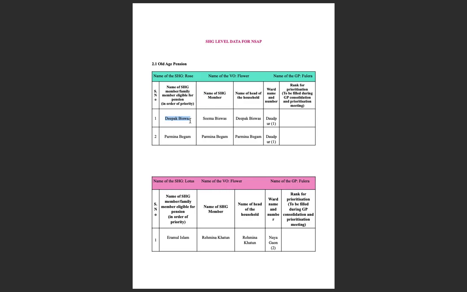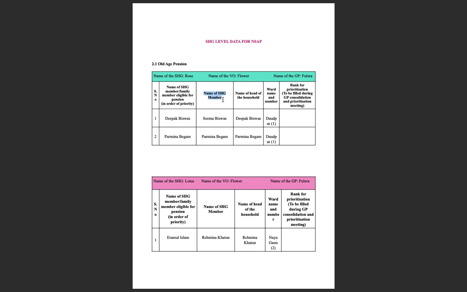So I would like to give you an example. If Deepak Biswas is somebody who is a landless laborer, who has 2 children and whose wife has some sort of mental illness, then it is important that Deepak Biswas should be given the old age pension before Parmeena Begum, whose husband is working as a mechanic and who has one son who is also working in one of the schools. Thus, it is important that the prioritized order is kept in mind while filling the SHG level data sets.